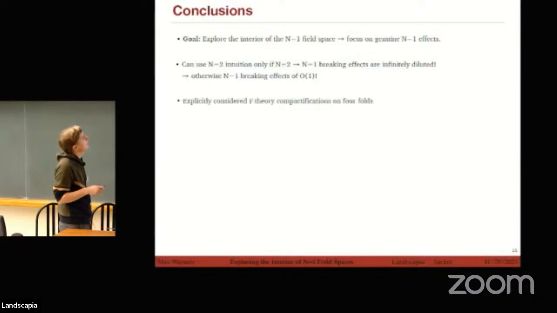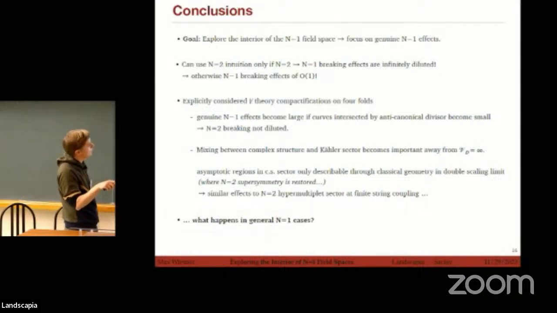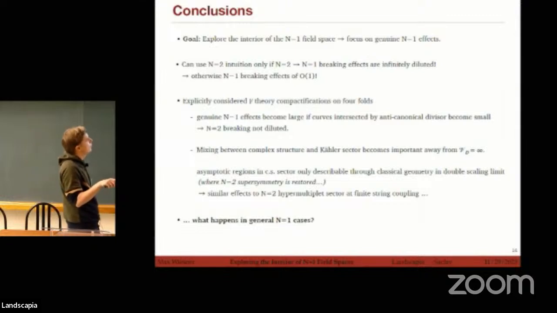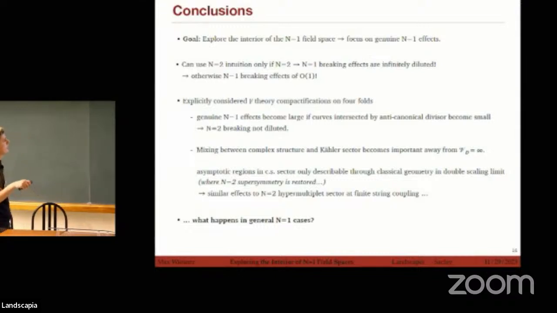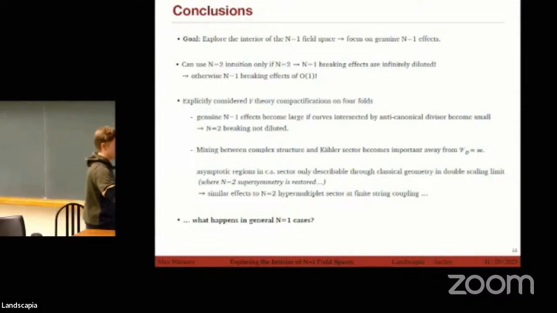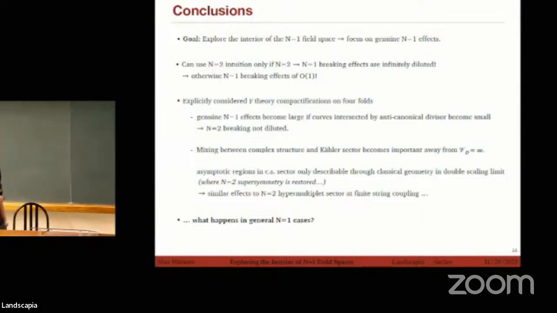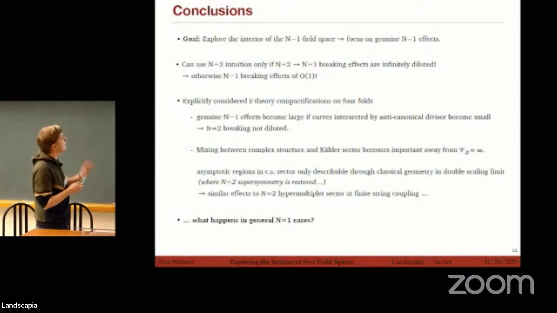I explicitly considered F-theory compactifications on fourfolds, where I first showed that the N=1 effects become large if I actually have N=1 curves. And that the mixing between the Kähler structure and complex structure sectors becomes important away from this large volume limit. In particular, asymptotic regions in the complex structure sector are only describable through the classical geometry in this double scaling limit, which is basically the same that we observed with Fernando and Florent in the N=2 hypermultiplet sector. But of course, these are still very special cases. So a question is what happens in general N=1 cases, and what can we say there? So this is the work in progress. Thank you very much.